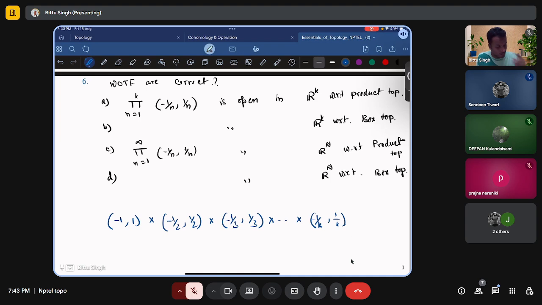So again, we are considering R with the usual topology. If no information is given on R, then we will always assume R is equipped with the usual topology.